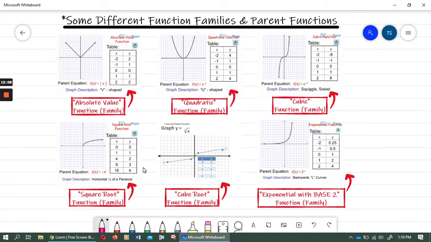Again, guys, here we can see that the graph of this parent function sort of looks like half of a parabola that's turned sideways, or horizontally turned. But again, all square root functions are going to look similar to the way this parent function's graph looks, but they'll just have certain transformations done to them. So that's the square root function family.